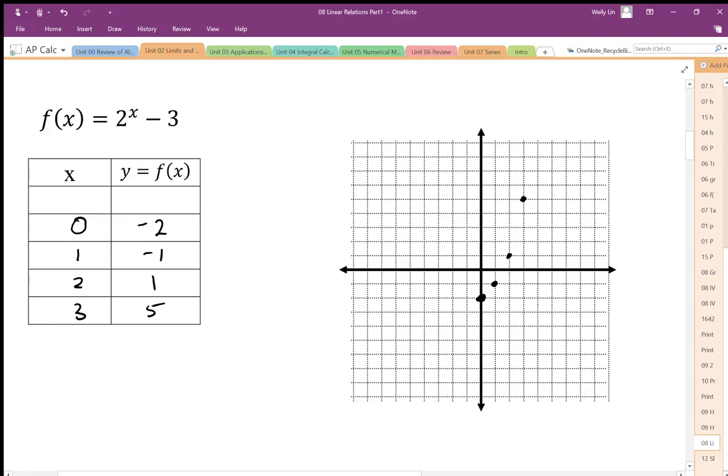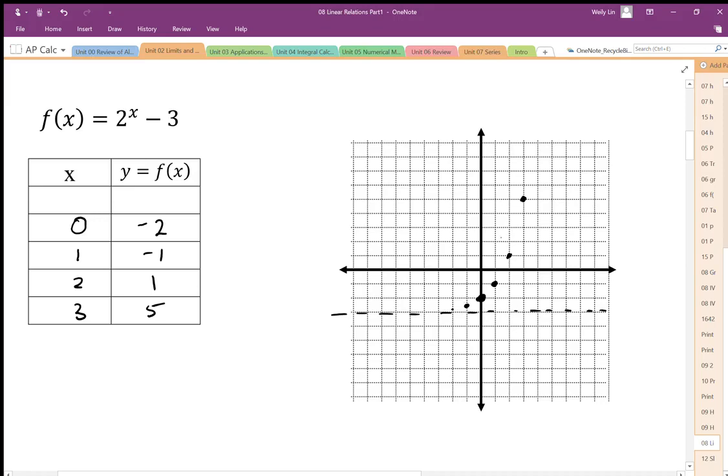And so what's happening here? Well, as I go into my positives, it's going to kind of start shooting off. If I start going into negatives, what that means is negative power means dividing. So this is just going to get smaller and smaller. And we're essentially going to end up at negative 3. So if I plot some points here, I'm going to end up kind of here. It's just going to get closer and closer to negative 3. And we end up with what we call a horizontal asymptote at negative 3.